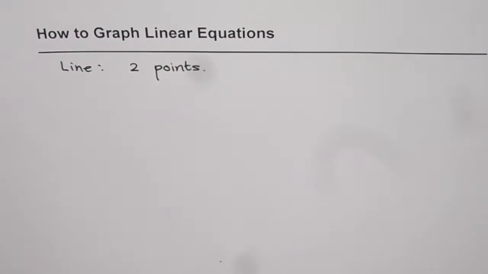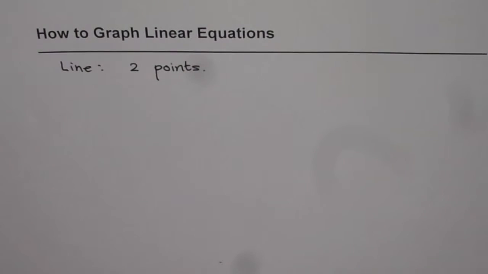So, whenever a linear equation is given to us, we need to somehow find any 2 points which can satisfy that equation. If we can plot those 2 points on the grid, joining them by a straight line will represent our linear equation, right?